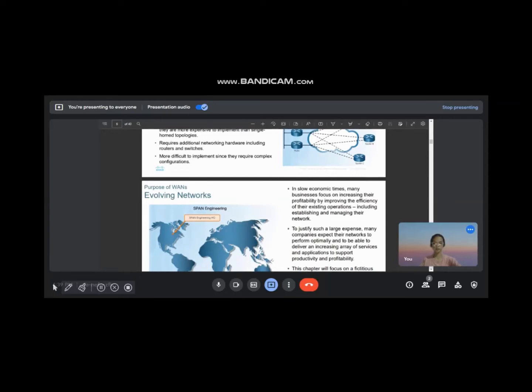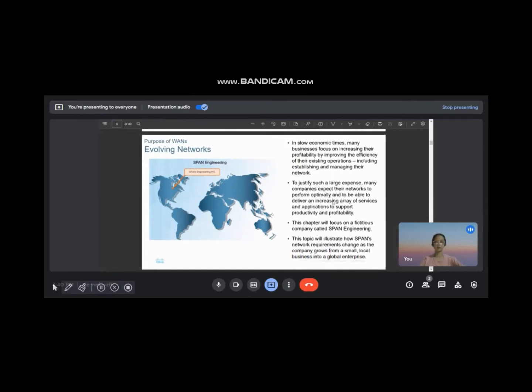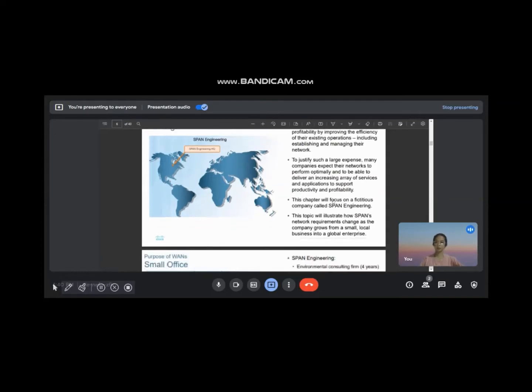In slow economic times, many businesses focus on increasing their profitability by improving the efficiency of their existing operations, including establishing and managing their network. To justify such a large expense, many companies expect their networks to perform optimally and to be able to deliver an increasing array of services and applications to support productivity and profitability. This chapter will focus on a fictitious company called Span Engineering. This topic will illustrate how Span's network requirements change as the company grows from a small, local business into a global enterprise.